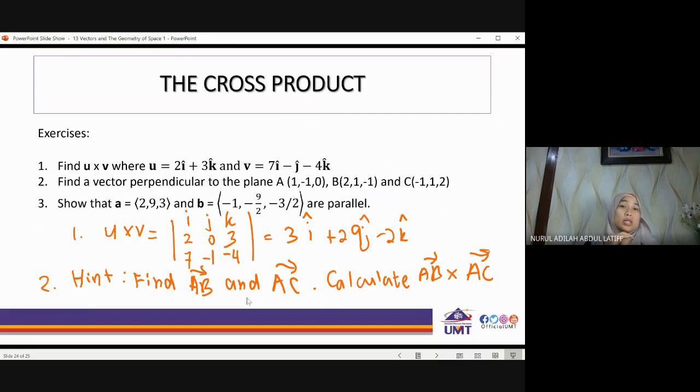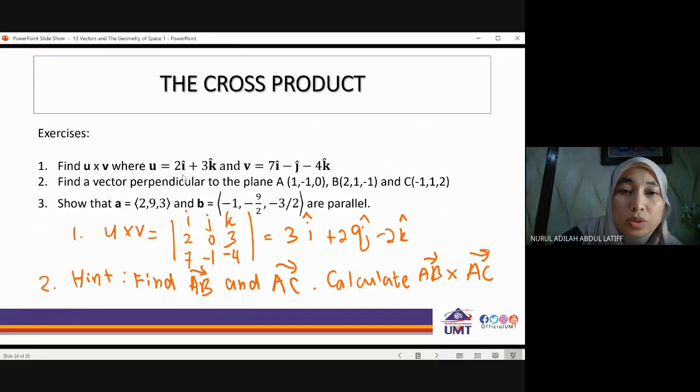Okay, so this is actually an exercise, but for the first one, I show you the example. Find u cross v where u is equal to 2i + 3k and v is equal to 7i - j + 4k. So how to find u cross v? Okay, you use the determinant. You arrange it 2, 0, 3, 7, negative 1, 4, and then you get the answer, 3i plus 1j minus 2k.